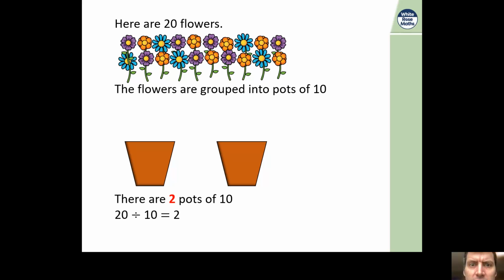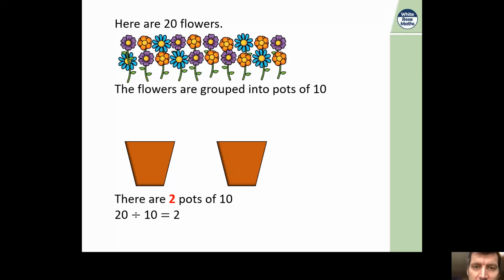Okay, so we've got 20 flowers, and the flowers are grouped into pots of 10. So rather than sharing them into 10 different pots here, we're going to group 10 flowers in one pot and see how many flower pots we fill up with those groups of 10. So have a go at doing that. You might draw it. You might note it down. You might just do it in your head because you're a superstar mathematician. See if you can work that one out.